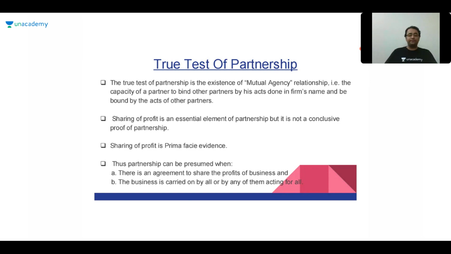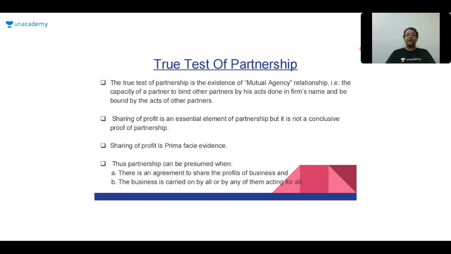Okay. The true test of partnership is the existence of mutual agency. That means when a partner does any act in good faith on behalf of all the other partners and the firm, he binds the other partners and the firm by his actions, be it liability or an asset. So that is one of the true tests of partnership.